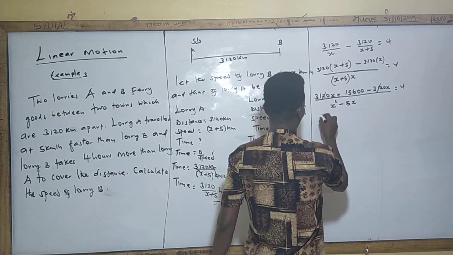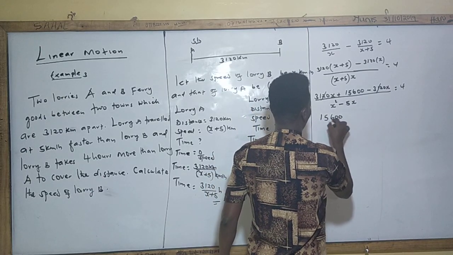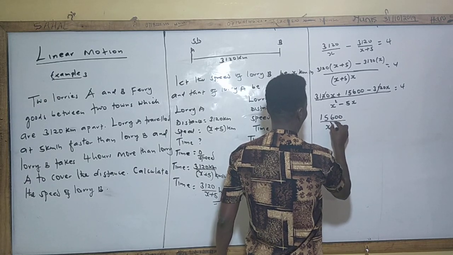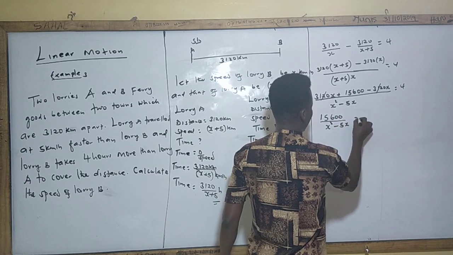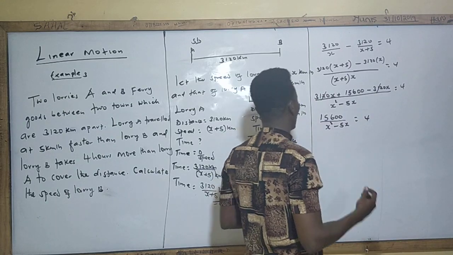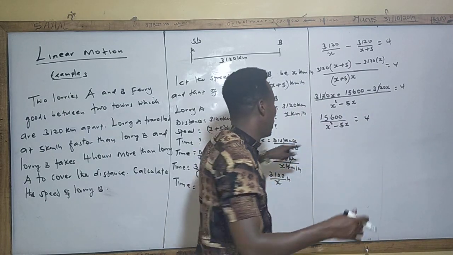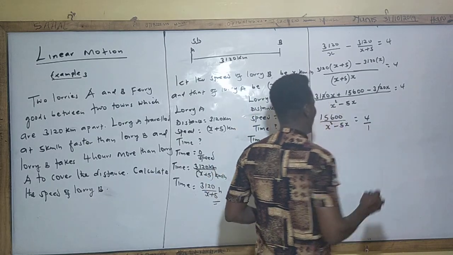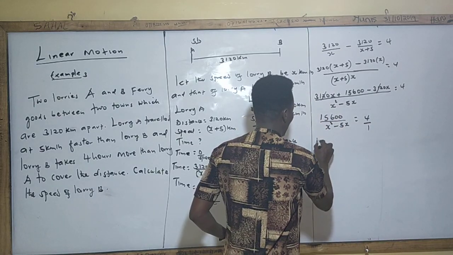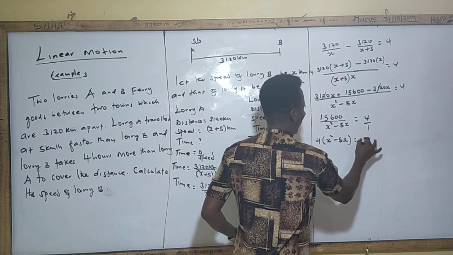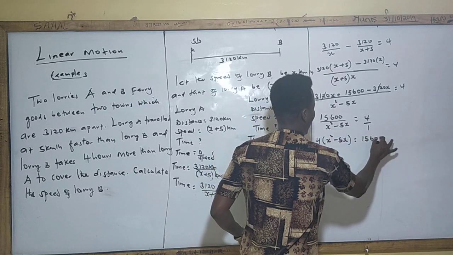So they will cancel. So it will be 15,600 over x squared minus 5x is equal to 4. So what are you going to do then? We are going to eliminate this one. Just understand how. You multiply both sides, or you can say like this, you have one here. You cross multiply. It will be 4 into x squared minus 5x is equal to 15,600, okay?